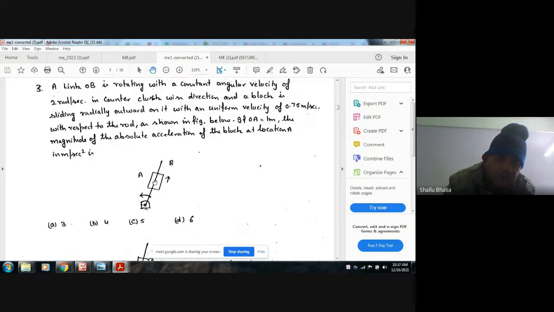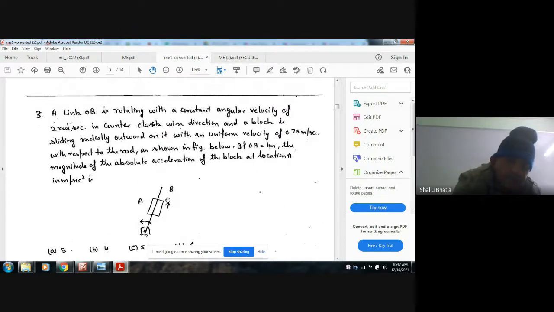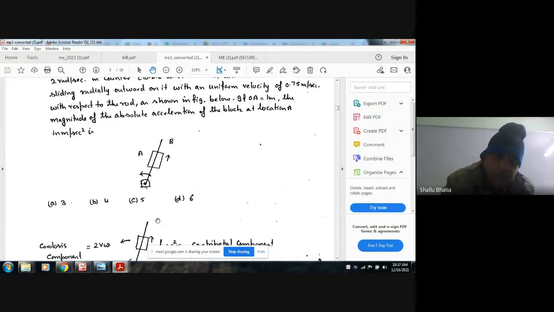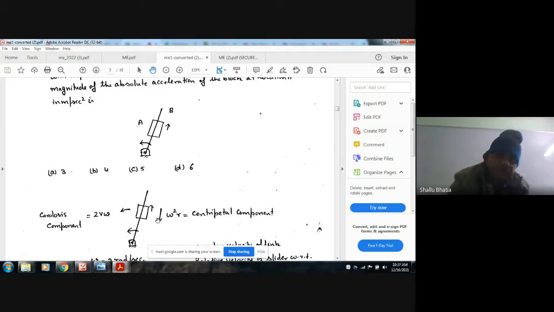Now, as there is no angular acceleration of this link, only the slider is sliding. So there will be only the centripetal component of acceleration. That component will be equal to omega square r, where omega is angular velocity and r is radius. So at point A, the centripetal acceleration will be omega square r.